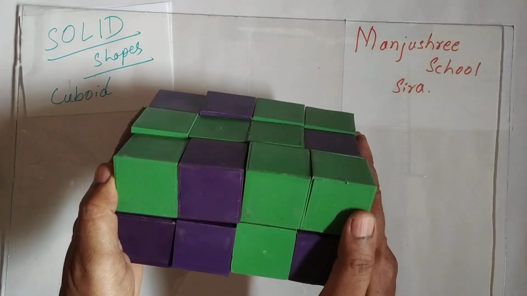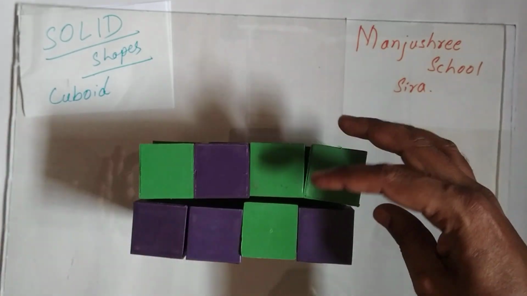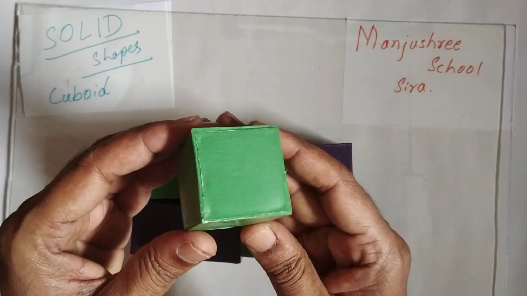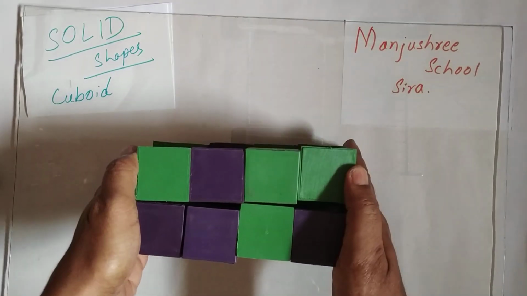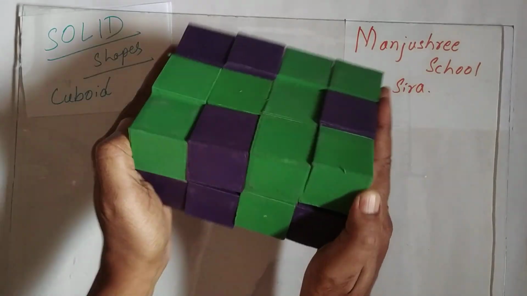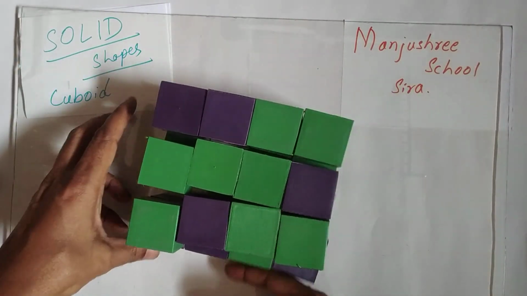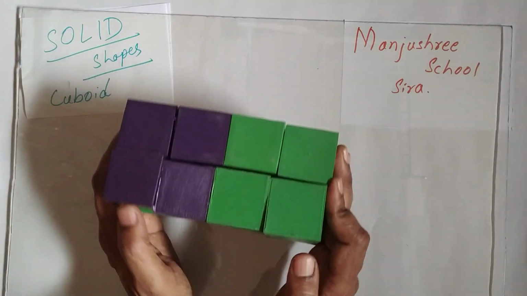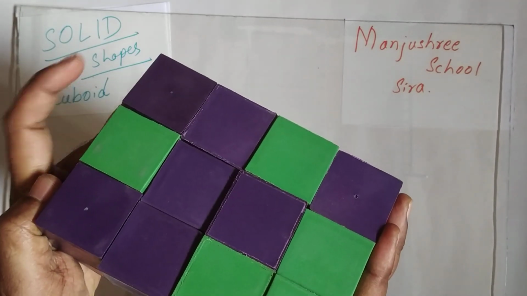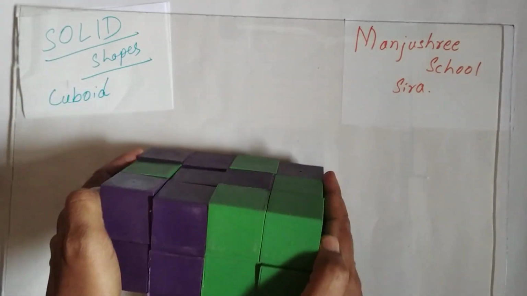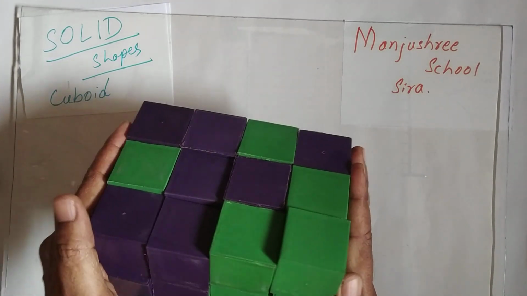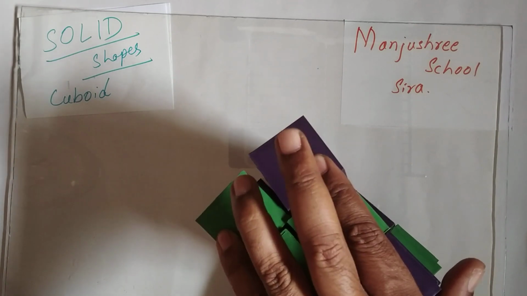Similarly, I have taken another example. I think you can see this is also a cube. You can see all the surfaces are equal. So this is one of the solid shapes. I think you can see this is also a cuboid. Okay, then what is the volume of this? You can see 1, 2, 3, and 1, 2, 3, 4, and the breadth is 1 and 2.